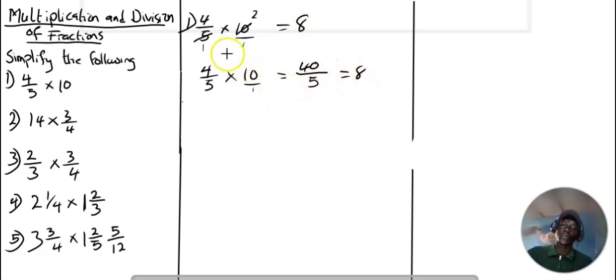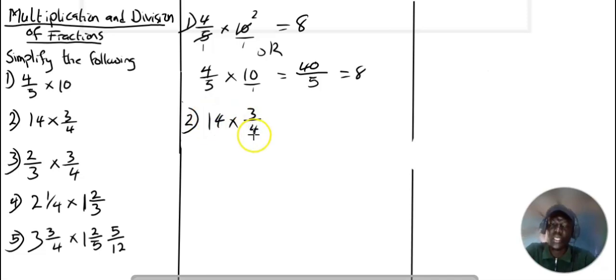Okay, that's it. Let's look at the second question. So either you do that or you do this. The second question here, we have 14 times 3 over 4. You have 14, a whole number, times 3 over 4. As you can see, a whole number is multiplying a fraction. There's a number that can divide 14 and 4, and that's 2. 4 divided by 2 will give you 2. 14 divided by 2 will give you 7. So you have 7 times 3, which will give you 21. You have 21 over 2.